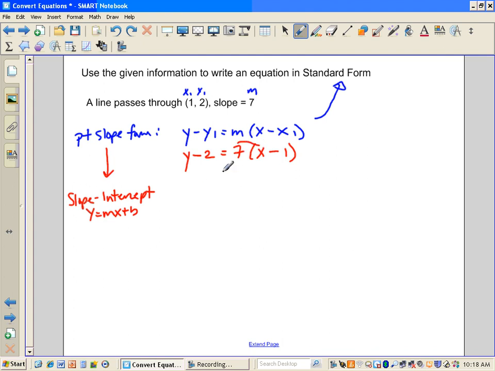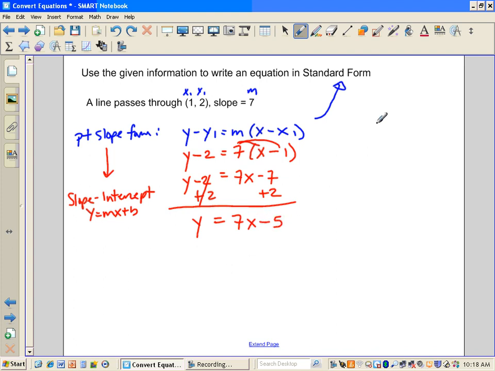The first step is to multiply, so that's going to be 7x. And 7 times negative 1 is negative 7. We still have the y minus 2 on this side. We're going to add 2 to the other number without an x. We wouldn't add it to the one with an x because remember they're not like terms. So now we have y is equal to 7x minus 5.